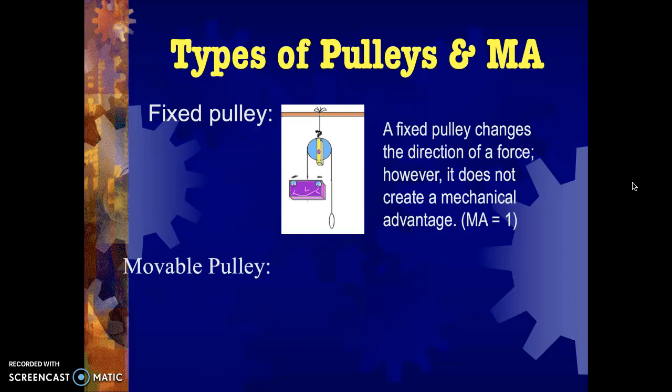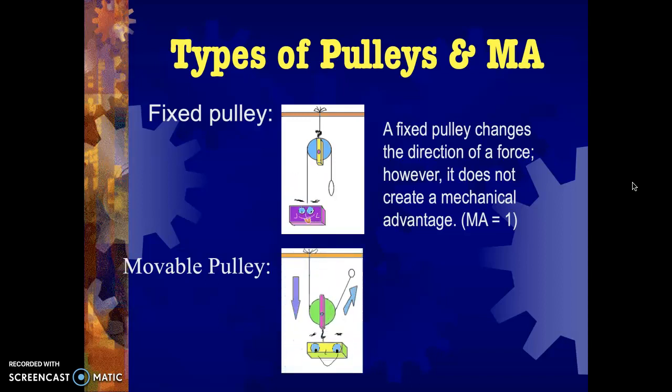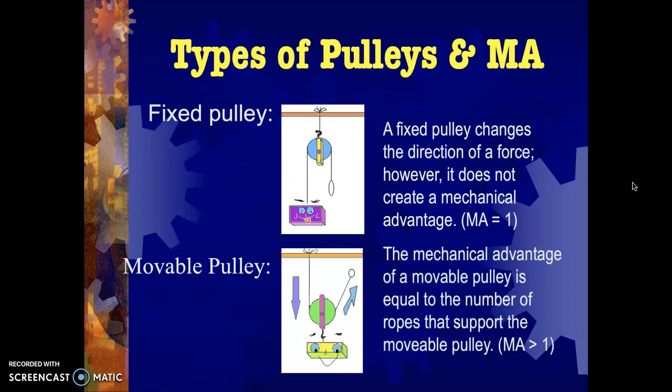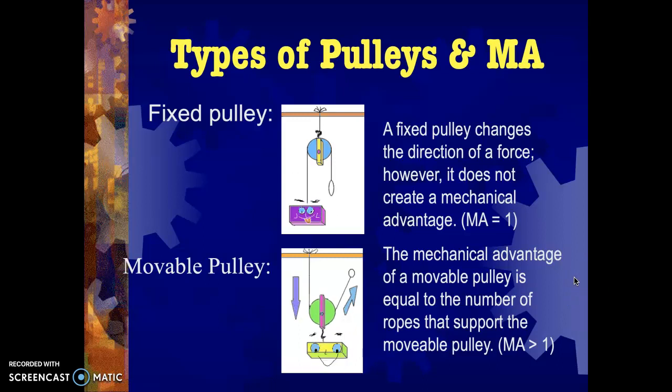Now, besides fixed pulleys, we also have what are called movable pulleys. And you can see that in this case, when you pull on the rope, the pulley actually goes up. The mechanical advantage of a movable pulley is equal to the number of ropes that support the pulley. This will give you a mechanical advantage greater than 1. So in this particular case, there is a rope, there is a rope. So this movable pulley actually gives us a mechanical advantage of 2. We count the number of ropes there.